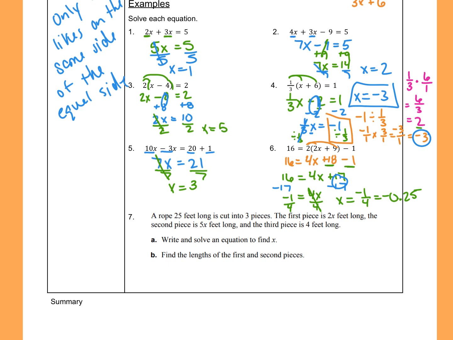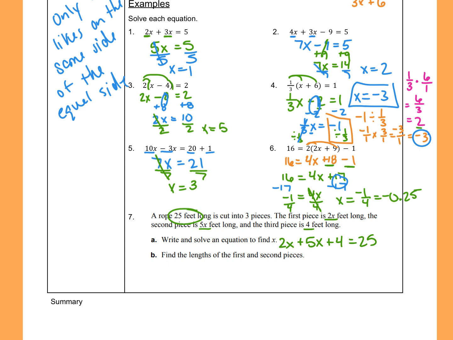And then for our last question, a rope 25 feet long is cut into 3 pieces. The first piece is 2x feet long. The second piece is 5x feet long. And the third piece is 4 feet long. So we're going to write an equation. So if I have a whole rope, I take all 3 pieces and put them back together. So the first piece was 2x, plus then I add the second piece, which was 5x, plus then I add the third piece, which was 4. So I take all 3 pieces together, should equal my total rope, which was 25 feet long.